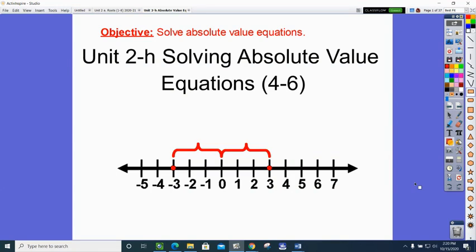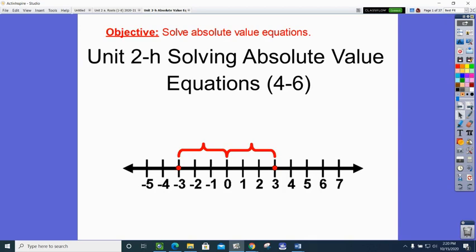Today we're going to talk about solving another kind of equation, an absolute value equation. You're going to notice the picture here shows a distance from zero. This point is 3 units from zero going in the positive direction, and this point over here is 3 going in the negative direction, and we're going to be talking about that a lot.